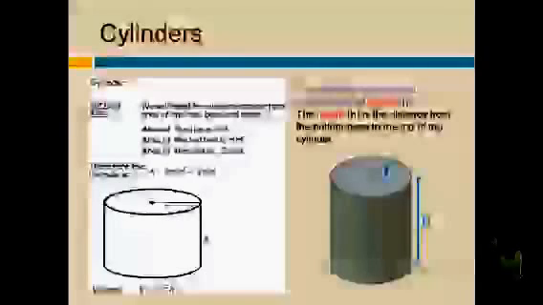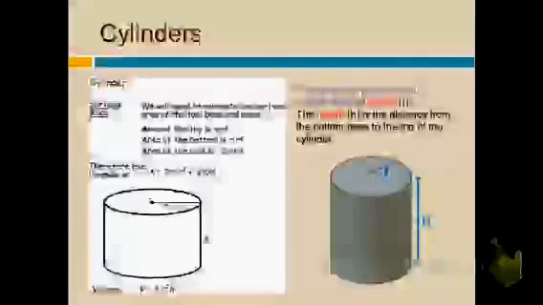A cylinder is a prism with a circular base of radius r and a height that is the distance from the bottom base to the top of the cylinder.